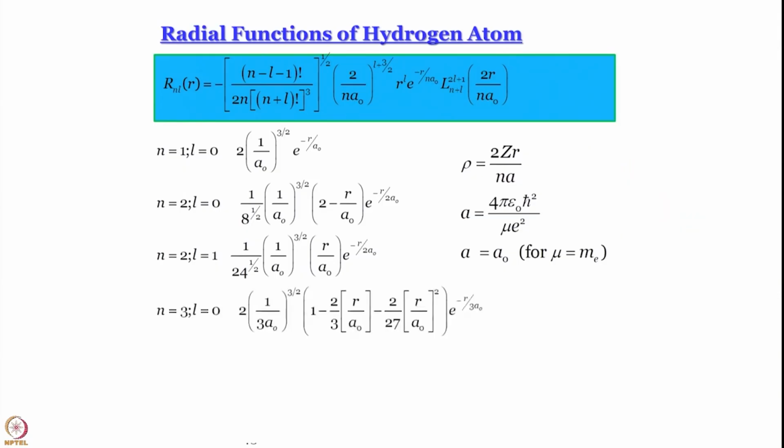Let us move on. n equal to 3, l equal to 0. Now see, things are getting a little more interesting. Again r to the power l, l equal to 0, so r to the power 0 is equal to 1. So, here we have 1 minus 2 by 3 r by a0 minus 2 by 27 r by a0 to the power 2, a second order polynomial multiplied by e to the power minus r by 3a0. What will this function look like? If I plot against r, what is this function going to look like?